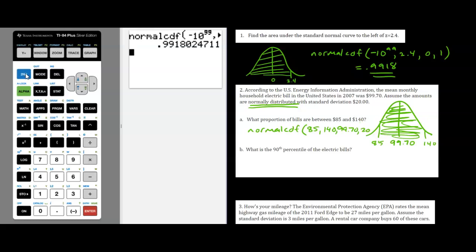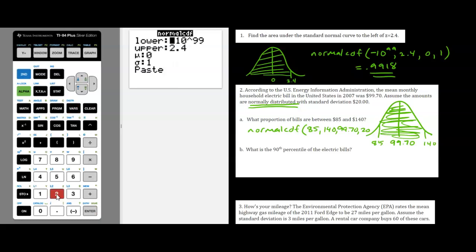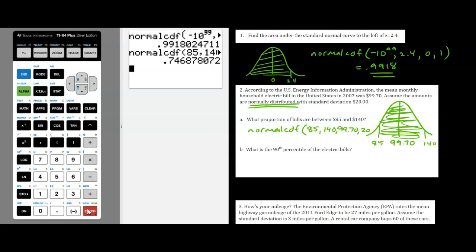So if we go over here back into normal CDF, let's just enter that in. So 85 for the lower bound, 140 for the upper bound, a mean of 99.7, and a standard deviation of 20. And when we paste that in and evaluate, we get a value of 0.7469, and that's when we're going to 4 decimal places. So about 75% of the bills are between $85 and $140.